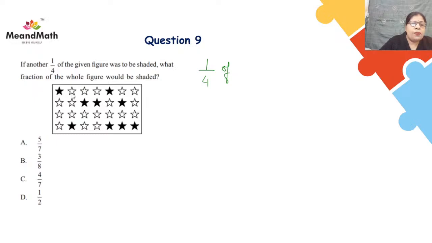Let us count the number of stars. 1, 2, 3, 4, 5, 6, 7. And the column is 1, 2, 3, 4. So 7 fours is 28. One-fourth of 28 is 1 by 4 into 28. We get a 7. You keep on answering. This is 7. We have to check how many stars are shaded.